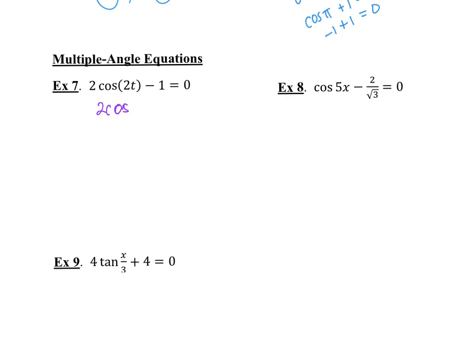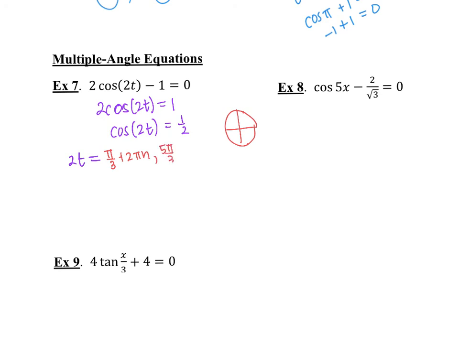Okay, so I'm still going to add the 1 over, and I get the cosine of 2t is 1/2. And then I'm going to think about the unit circle from here. But instead of saying that x equals these solutions, I'm going to say that 2t is equal to these solutions. Then I consult my circle. Cosine's 1/2 at pi over 3 and 5 pi over 3. No restrictions, so I'm going to add 2 pi n. So I know that 2t is equal to pi over 3 plus 2 pi n and 5 pi over 3 plus 2 pi n.